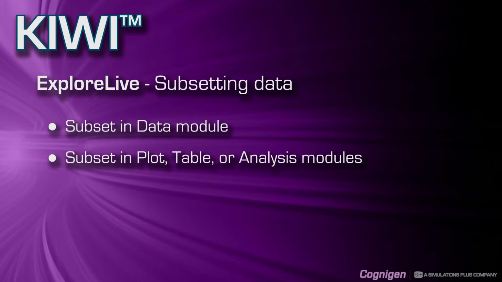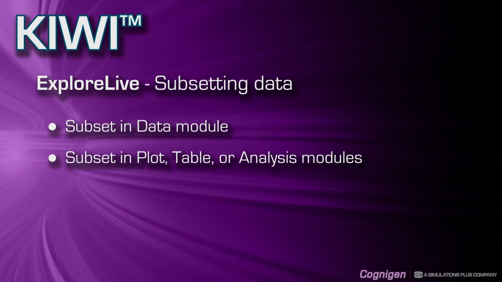First, you can create a modified data set in the data module. One of the modifications or manipulations that you can perform is the subsetting and the filtering of your source data. The second approach is to directly subset the data in a plot, table, or analysis module. The two approaches have slight differences, and I will try to highlight the benefits of each approach.